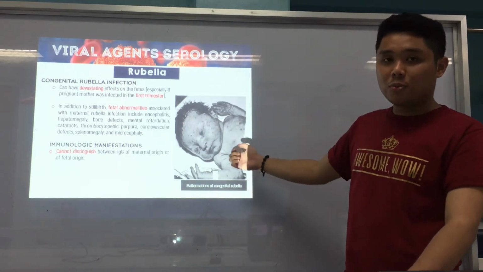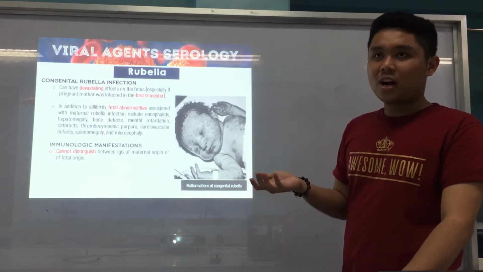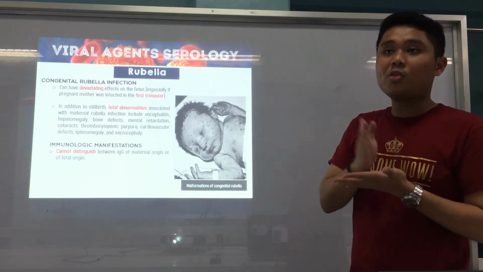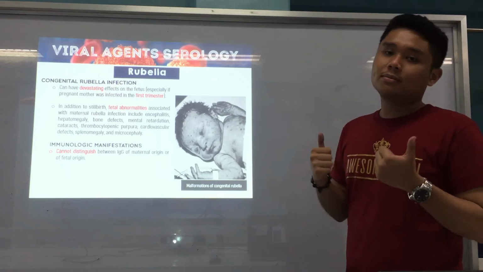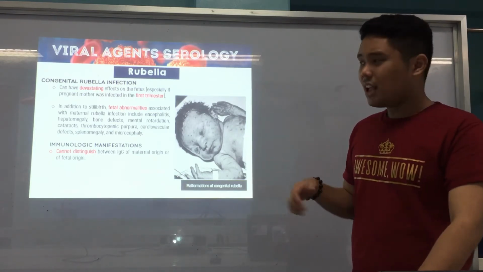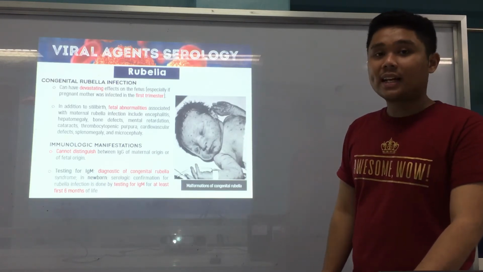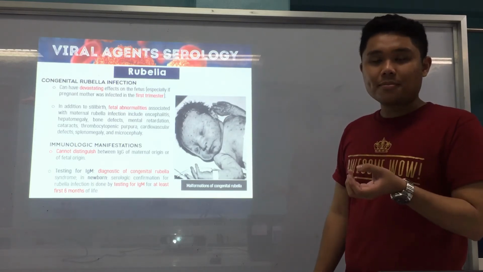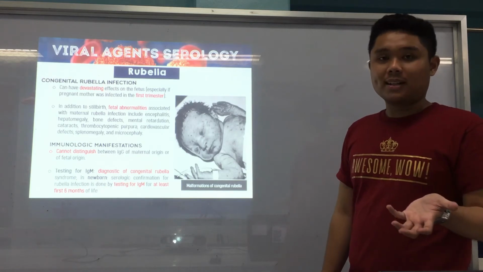So if you test the newborn's blood and it's positive for rubella IgG, you cannot distinguish if it's from the mother or from the baby himself or herself, because again, the IgG antibodies can cross the placenta. So what we do is we test for IgM because this is diagnostic of congenital rubella syndrome. If you test the baby for rubella IgM and it's positive, then it's diagnostic of congenital rubella, okay?